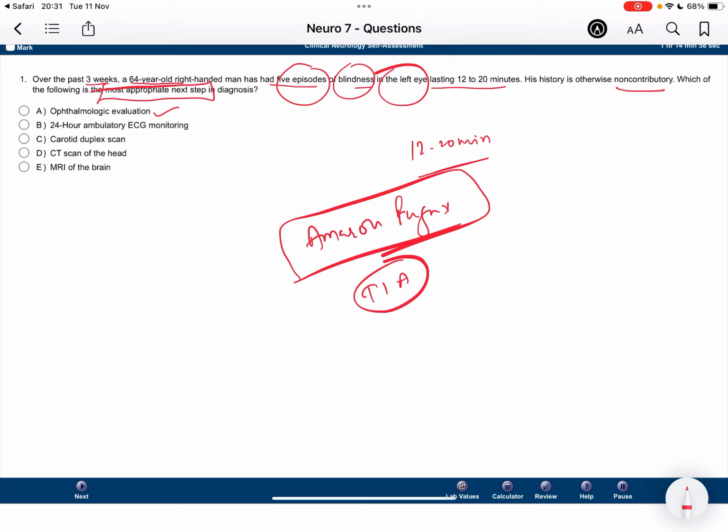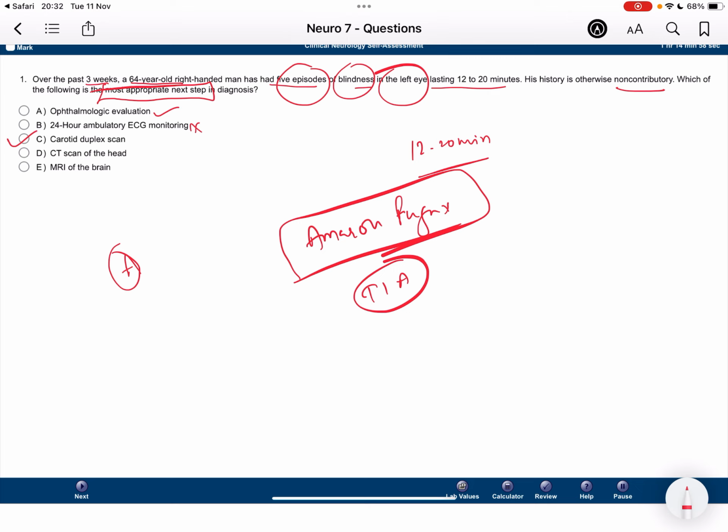Next, he is talking about 24-hour ambulatory EEG monitoring. This is usually done whenever the patient has got atrial fibrillation or any other cardiac abnormality. So this is not the option. Carotid duplex scan, yes, this would be my first choice because this is a case where the patient has got amaurosis fugax, and amaurosis fugax can be a warning of an underlying stroke. So I will select the option of carotid duplex scan.